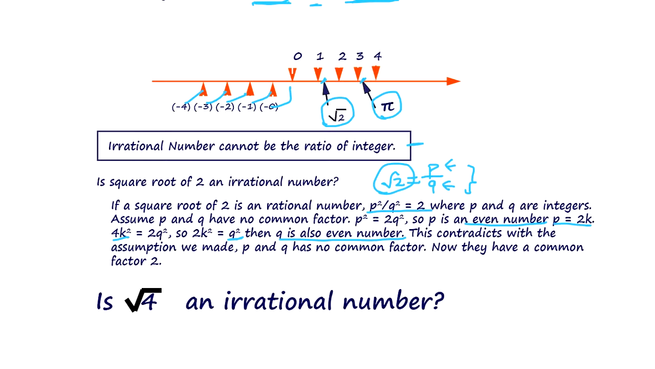Okay, here's a question for you. Is square root of 4 an irrational number or not? Now, the definition of a rational number is, can you express it as a ratio of integers? This for sure is 2 over 1. So this one is a rational number. So for anything with a square root, don't assume everything is an irrational number. Some of them are rational numbers.